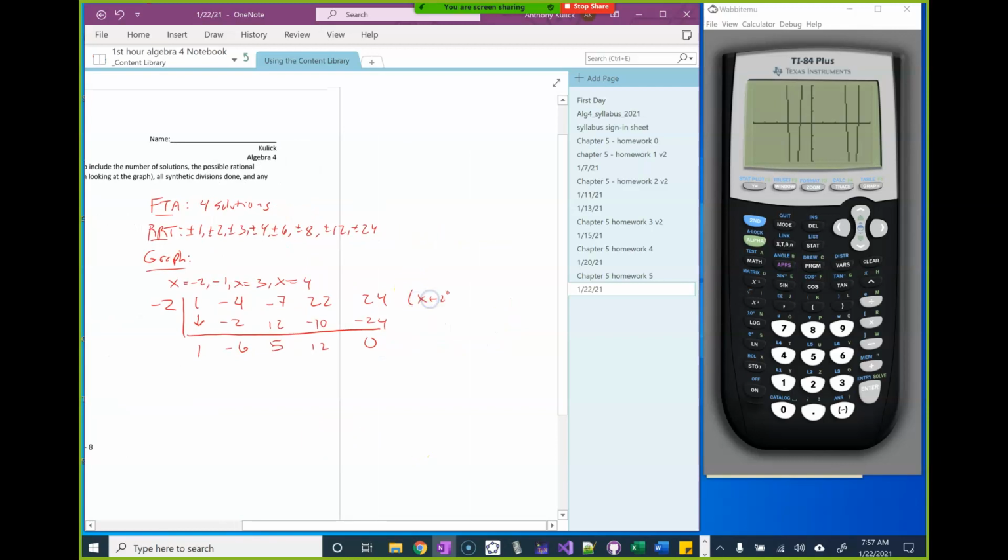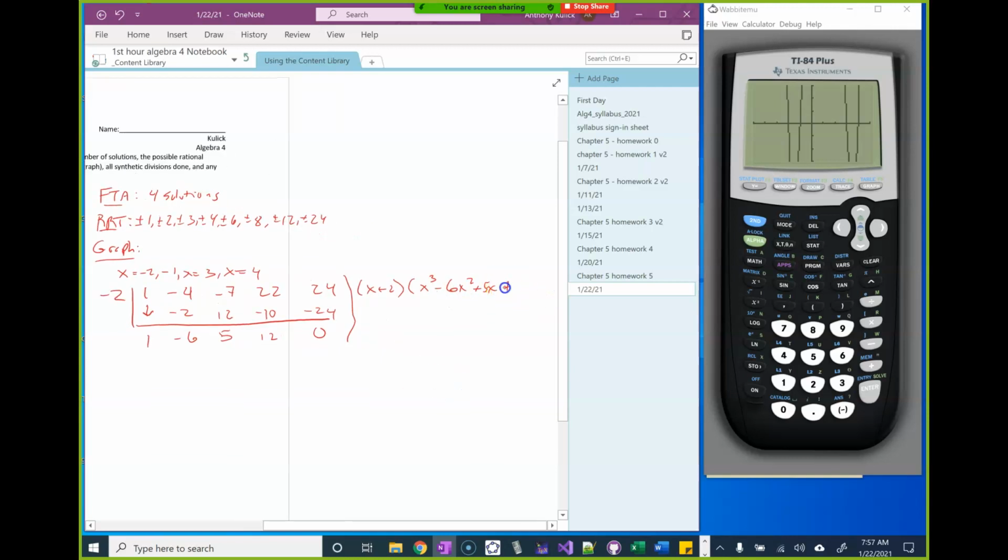So what this tells me is that I factored to x plus 2 times x cubed minus 6x squared plus 5x plus 12. And you could try to factor that 4-term polynomial at the end, but you're going to find that grouping doesn't work on it. So we'll have to do another synthetic division.